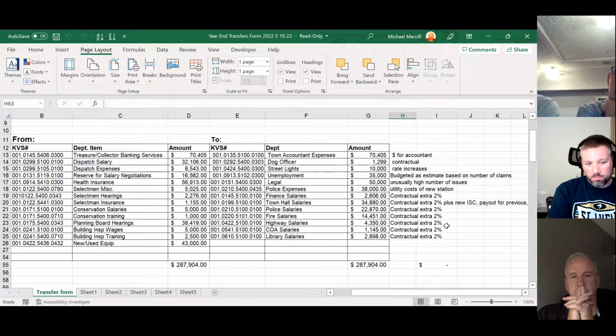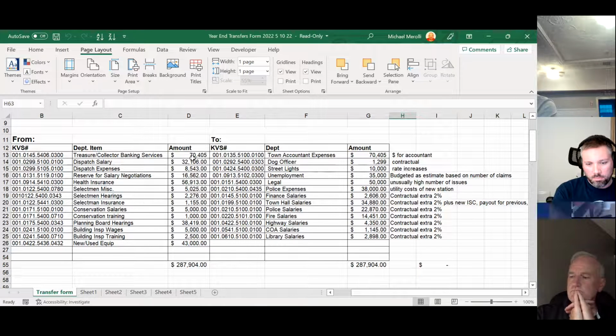Why is there 70 grand left over in the banking services? Well, because when we anticipated at the beginning of the year, the money just didn't get spent yet. So we budgeted 70,405 more than we're going to spend this year. If we didn't spend it, it would go down to free cash. Right. So I guess, backing up, why did we approve an excess of $70,000?